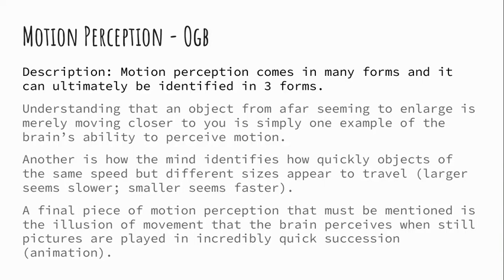Another perception that we have here is motion perception. Motion perception comes in many forms and can ultimately be identified in 3 forms. Understanding that an object from afar seeming to enlarge is merely moving closer to you is simply one example of the brain's ability to perceive motion. Another is how the mind identifies how quickly objects of the same speed but different sizes appear to travel. Larger seem slower and smaller would seem faster. A final piece of motion perception that must be mentioned is the illusion of movement that the brain perceives when still pictures are played in incredibly quick succession, which is also known as animation.